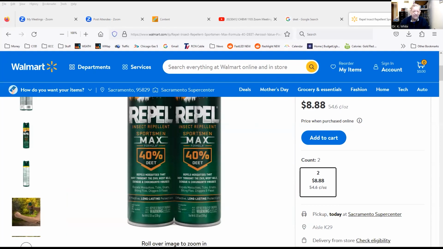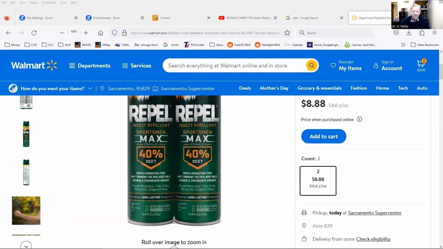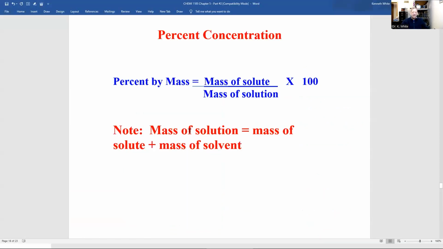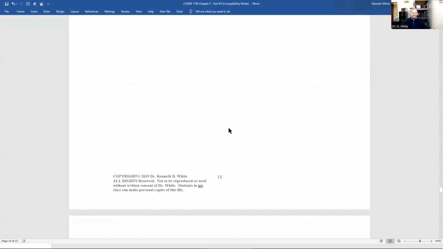That's where it went. So that's percent concentration. Again, switches off for the slide. It won't be on a test.